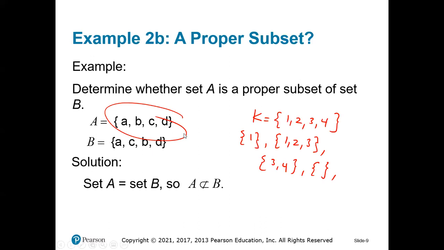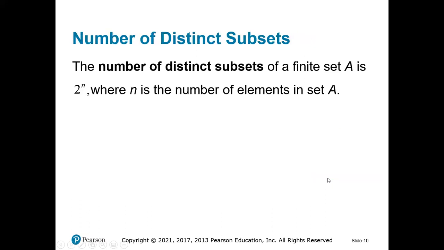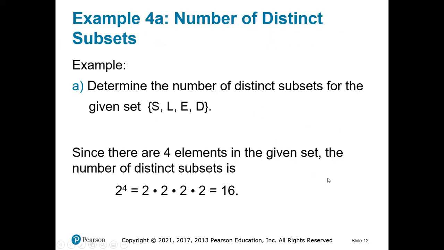If I go back to this example and ask you, here my set K, n is equal to 4, how many subsets again? We have 2 to the power 4, which is 16. How many proper subsets? 2 to the power 4 minus 1, which is 16 minus 1, which is 15. And we say that K has 15 proper subsets. And actually, the ones I listed here are 4 of those 15 proper subsets.